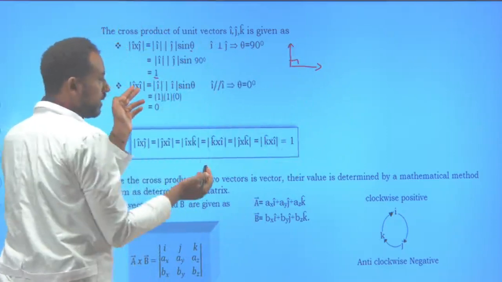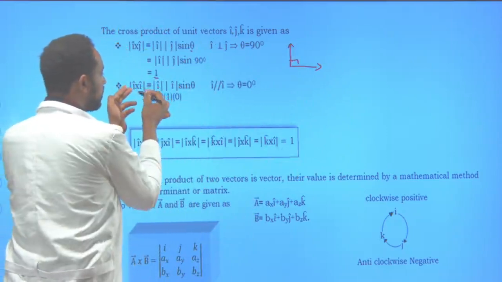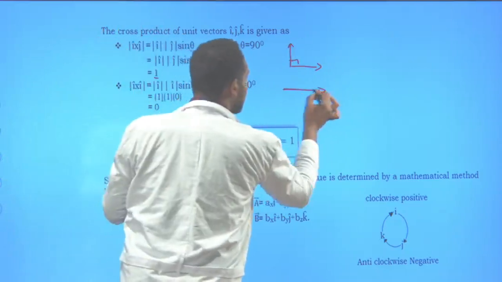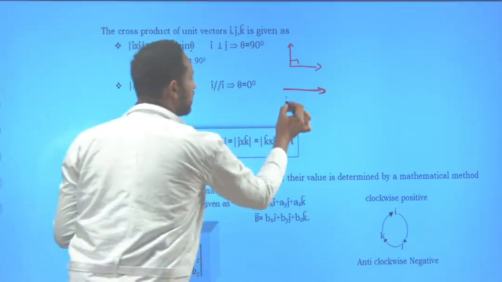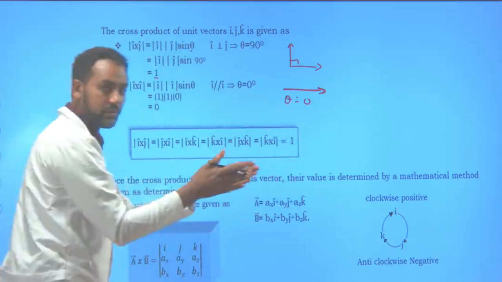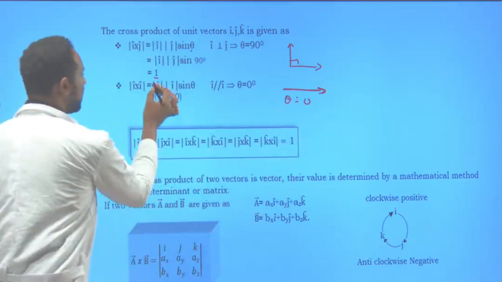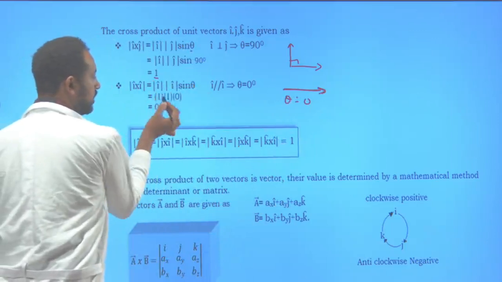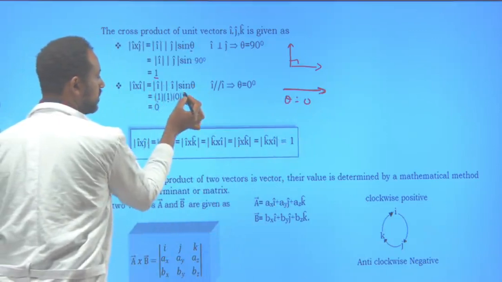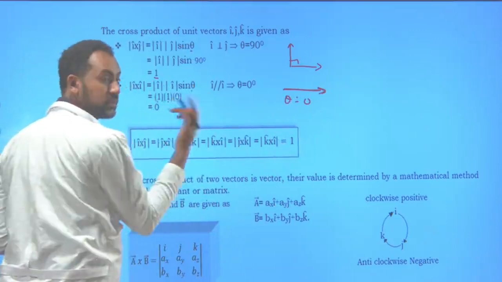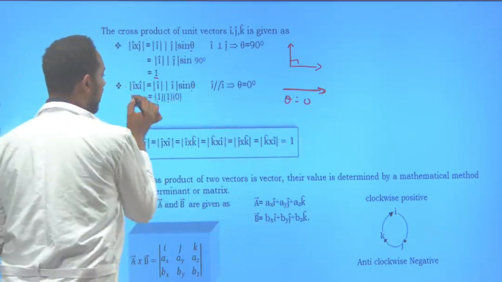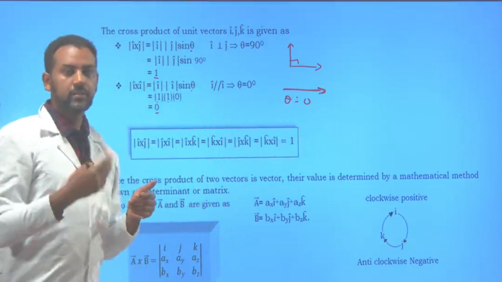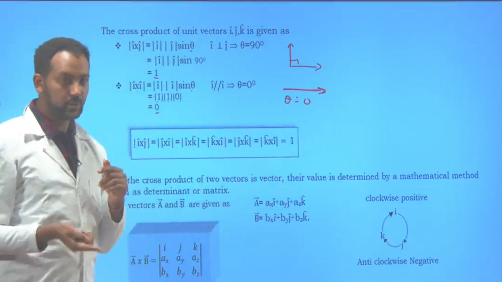i cross i. If you try to cross those two vectors, we know that i is acting along the x-axis and another i is acting along the x-axis. The angle between them is 0 degrees since they are overlapping. Therefore, the magnitude of i, magnitude of i, sine theta. We know that the magnitude of i is 1, but sine 0 gives us 0. Therefore, i cross i gives you 0. j cross j gives you 0. k cross k gives you 0.